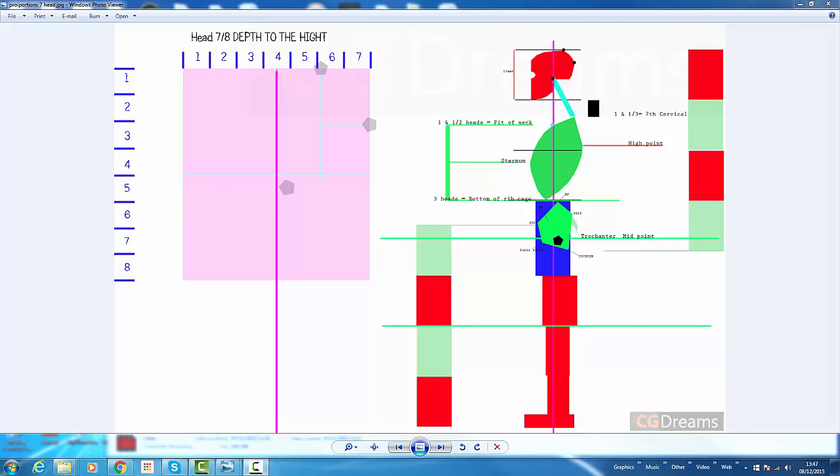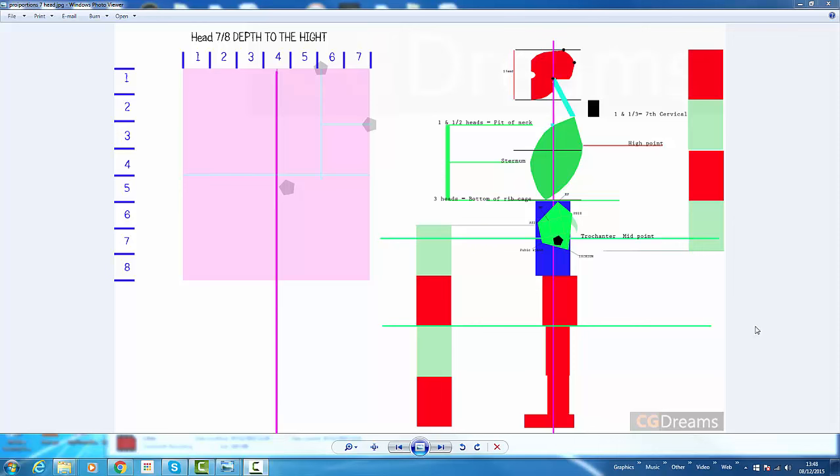This is a chart I made up some time ago when I was studying proportional systems and anatomy, and the chart to the right really is what we're looking at now. The one to the left is just a very simplistic thing of what I've just showed you about splitting up the head between apes and 7/8. So we don't really want to be looking at this anymore. The chart on the right hand side is what we're going to be looking at now, which is how do we arrive at a body proportion of 7.5 heads.